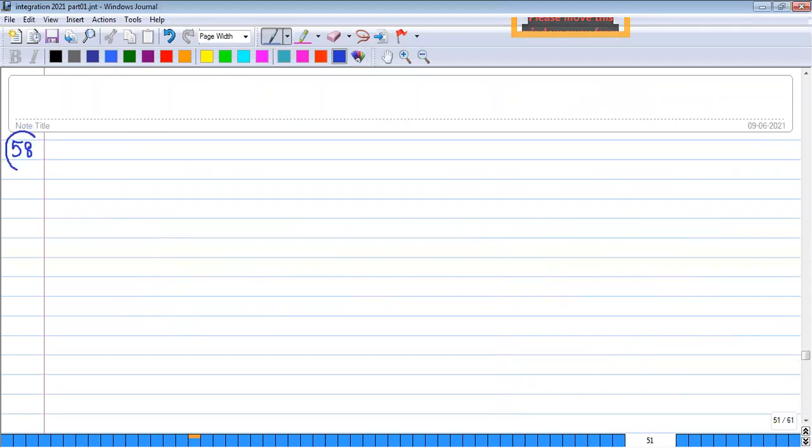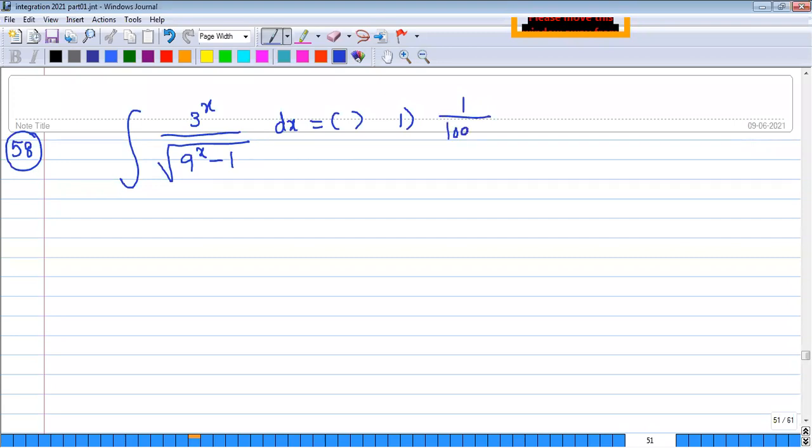Question 58: integral 3 power x upon root of 9 power x minus 1 dx. First option: 1 by log 3 log mod of 3 power x plus root of 9 power x minus 1 plus constant of integration.